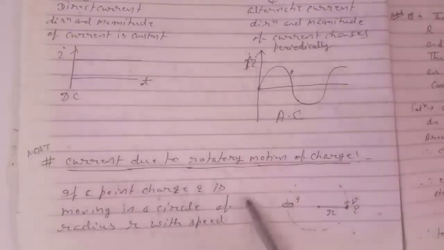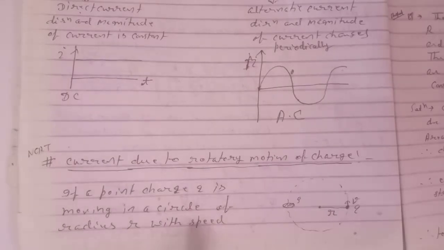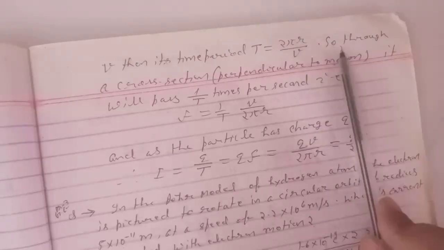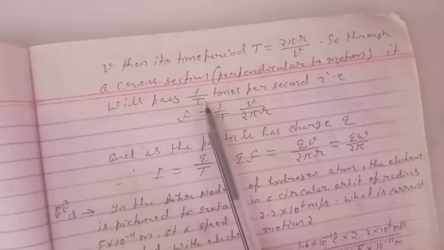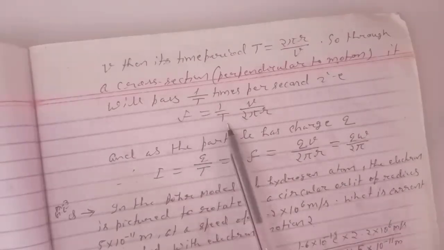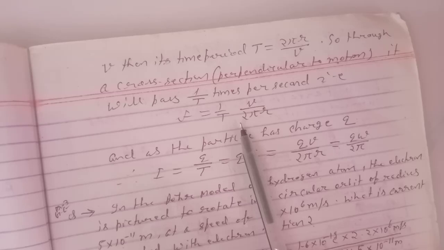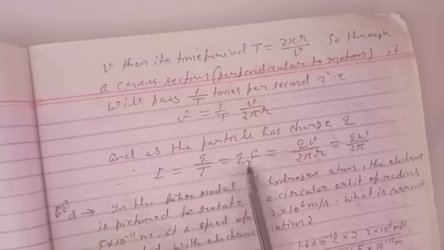Next topic, current due to rotating motion of a charge. Consider a point charge q moving in a circle of radius r with a speed v, then its time period T equals 2 pi r by v. So through a cross section perpendicular to the motion, it will pass 1 by T times per second, that is f equals 1 by T, equals v by 2 pi r. And as the particle has charge q, so I will be q by T, so q into f.